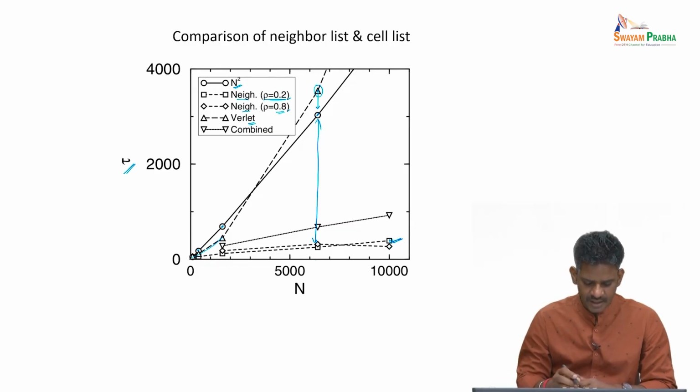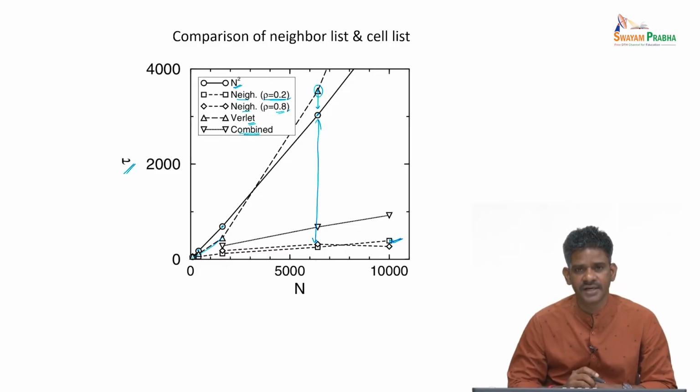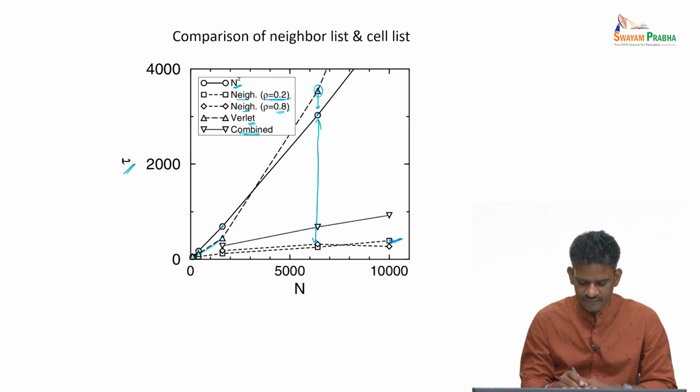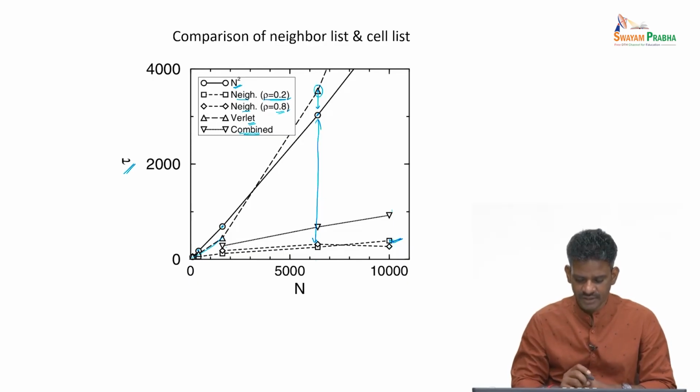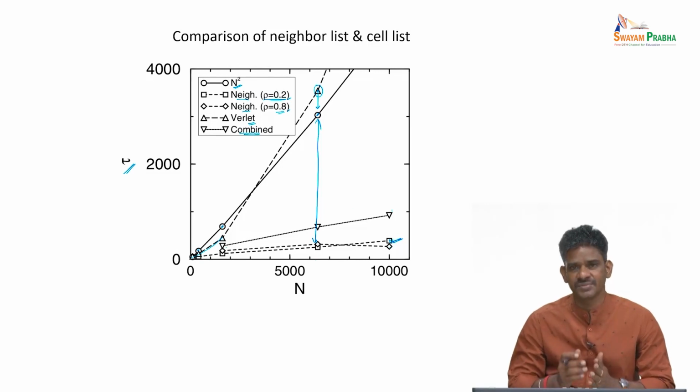And then another comparison we are making is a combined Verlet list and neighbor list, and you can see that for larger system size, it's still the neighbor list that wins over either n square or Verlet list or even the combined list. So this kind of comparison tells us that depending upon the system size, what algorithm one should be using in MD simulations.